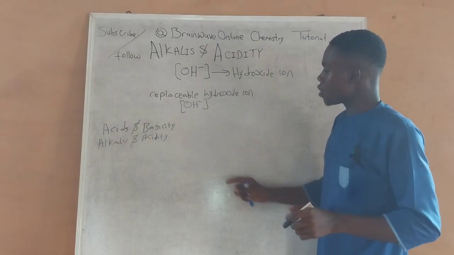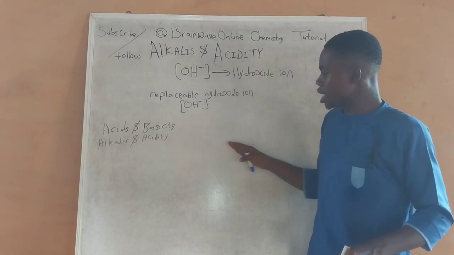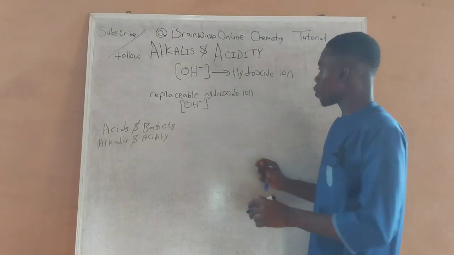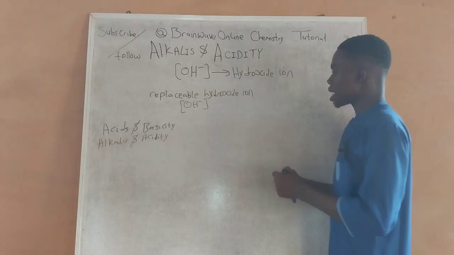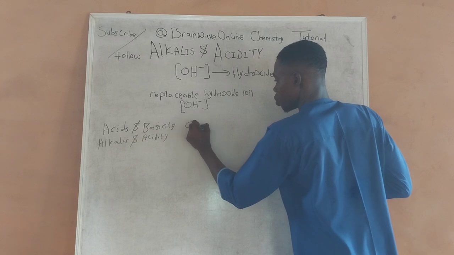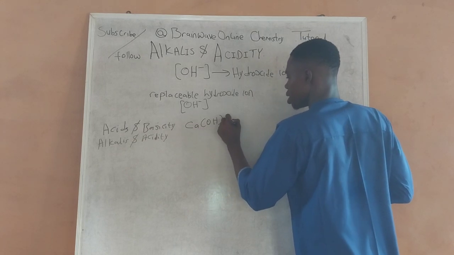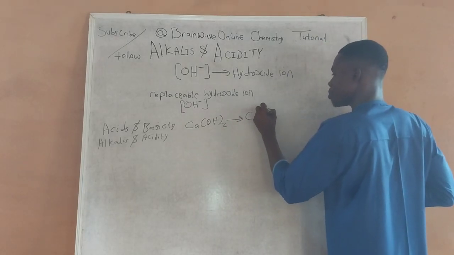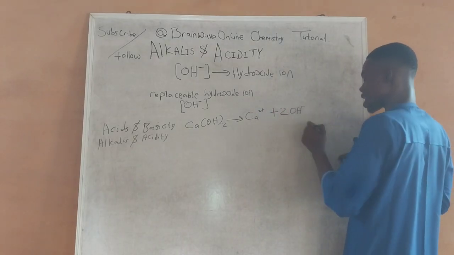Now from here, we'll be breaking some alkaline, then we'll be seeing their number of acidity. We'll be starting with calcium hydroxide, which is an example of a weak alkaline. So we'll be making use of calcium hydroxide. Now if you break calcium hydroxide, you're going to get Ca2+ as the metallic ion plus 2OH- as the hydroxide ion.